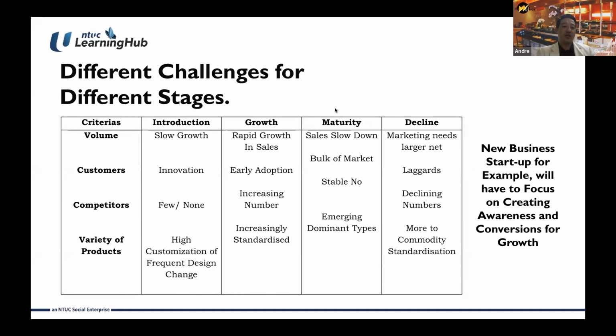So for example, if you start a new business, these are some of the challenges you will face. In terms of sales volume, it will be small, it will be slow. You will have only a few customers and things like that. And in order to have more customers, you have to innovate. You need to differentiate your business against other competitors.